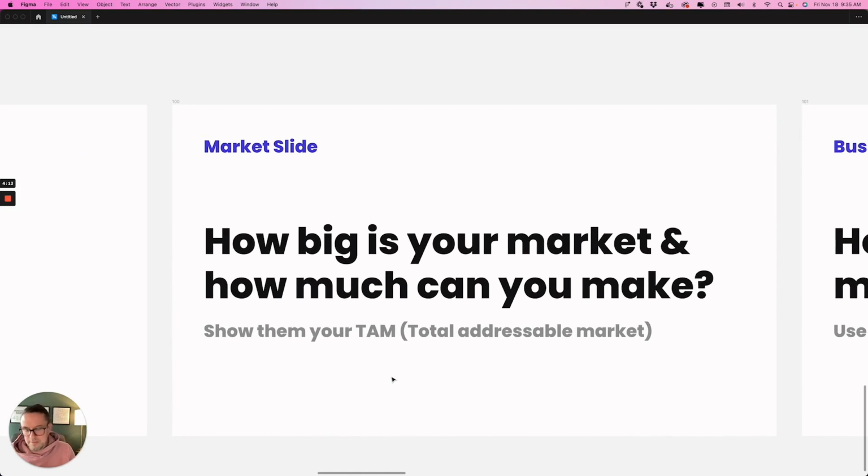How much money can you make? And this is where you talk about the total addressable market. You don't have to make this a business degree, MBA sort of detailed analysis in there. It's really about saying, how many of your market is out there and what percentage do you feel like you can capture in that particular market.